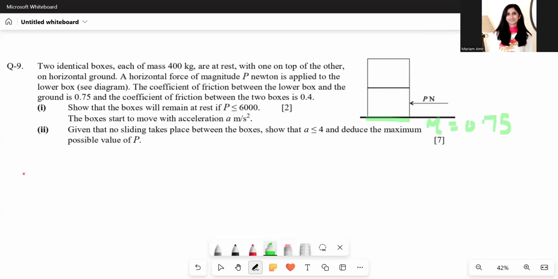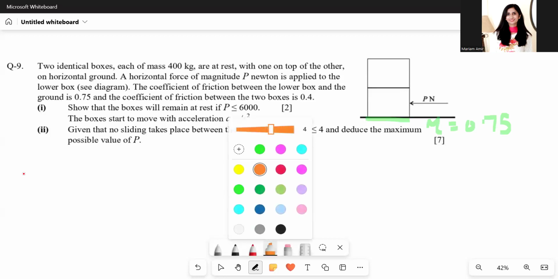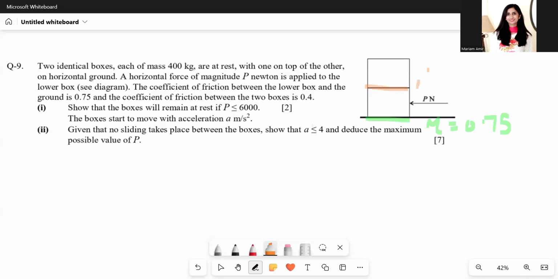And the coefficient of friction between the two boxes is 0.4. So between these two boxes, mu is 0.4. Show that the boxes will remain at rest if P is less than or equal to 6,000. So if you remember from the lesson on friction, we've discussed that the maximum value of friction can take is given by this formula. Friction is equal to mu R.